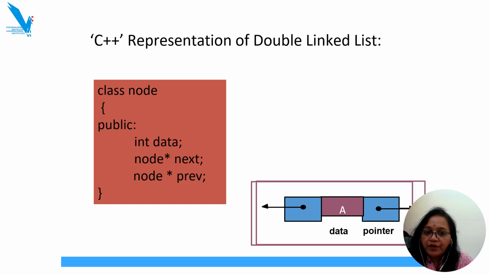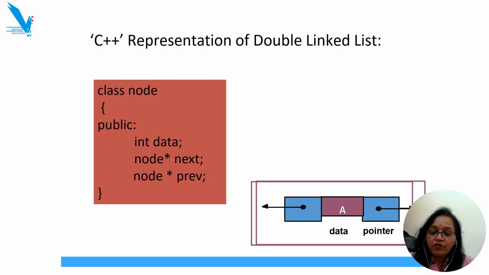I will again repeat, these two are pointers. They are not normal variables. They will contain addresses, and that's why they have to be special, that is, pointers. And to whom do they point? To the next or previous node. That's why their data type is node star. So this is how the class for node is created.